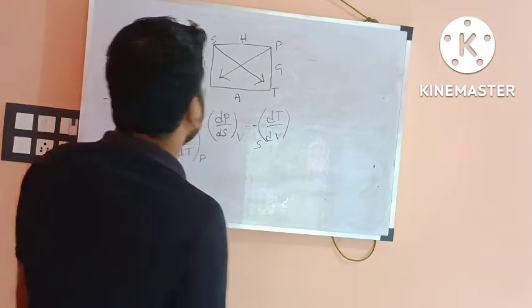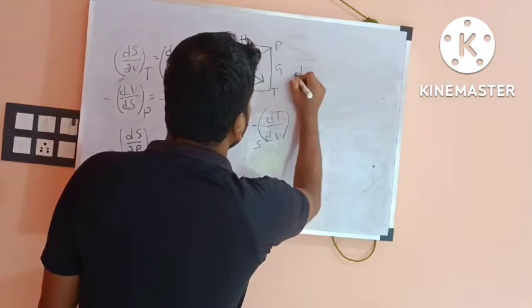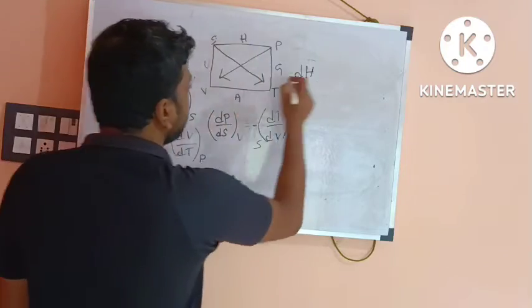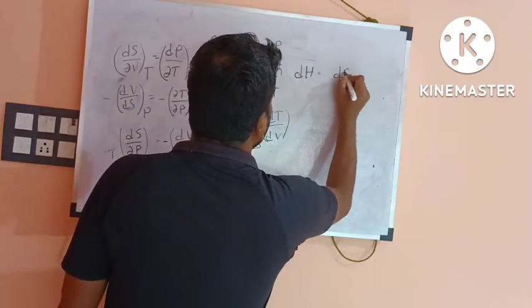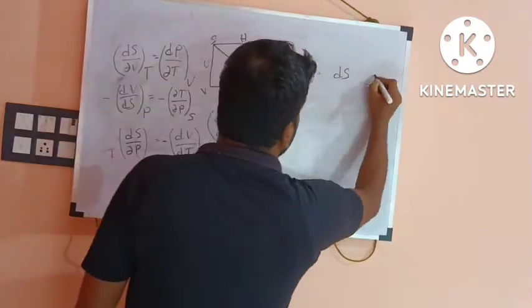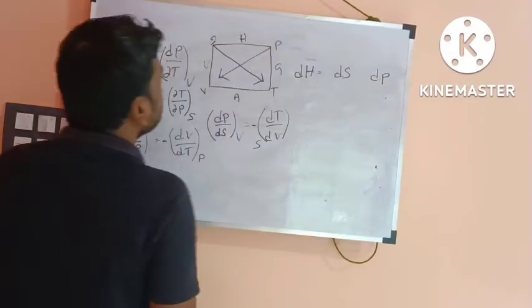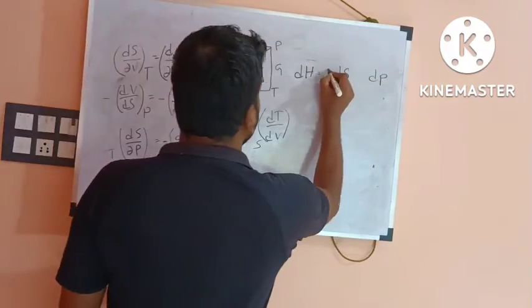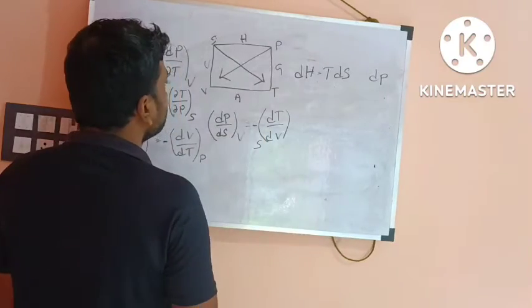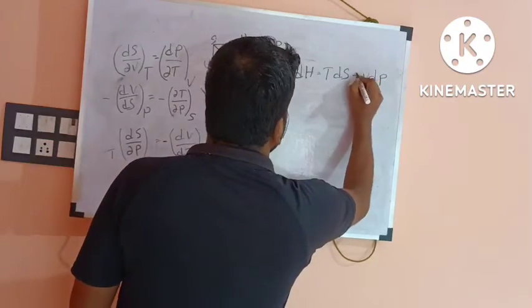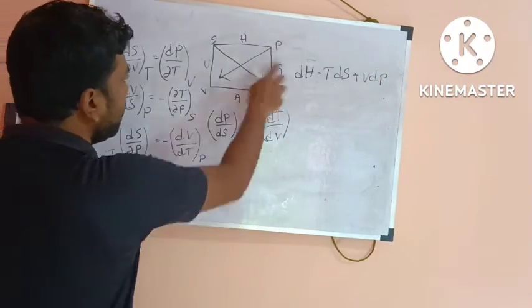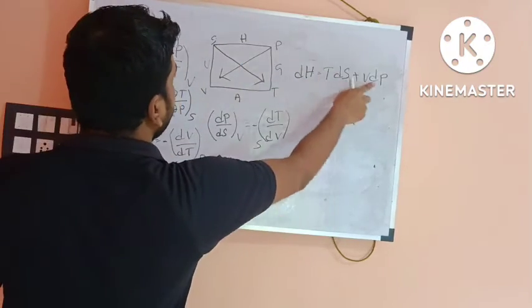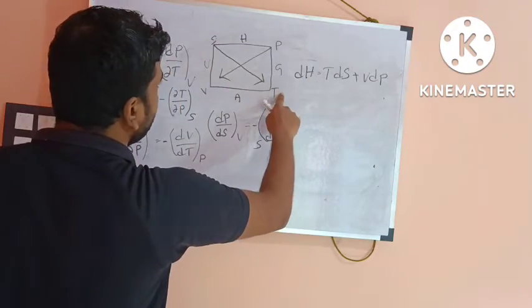Next we are going to the next four relations. Del H is equal to del S and del P. That is TdS, and del P means VdP. Sign is positive. Del H, then del S, and then del P. So for del S, the constant is T.